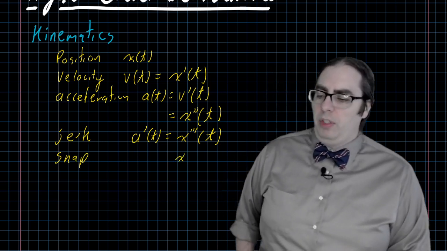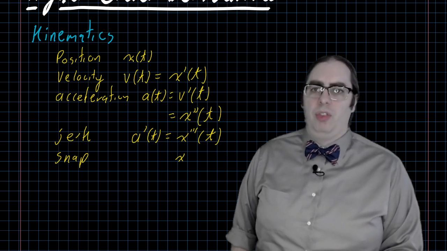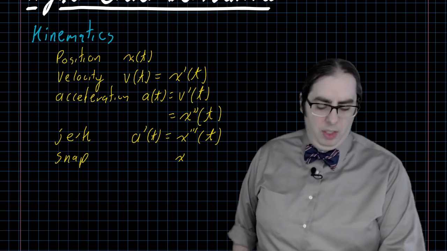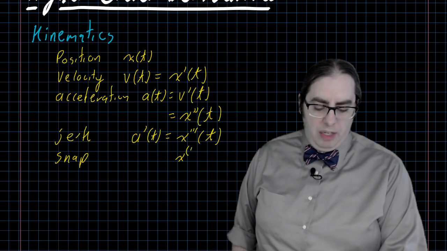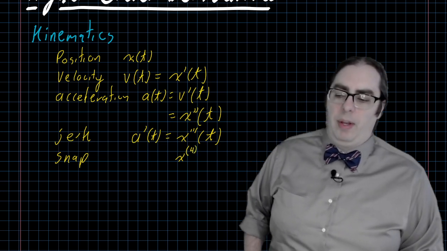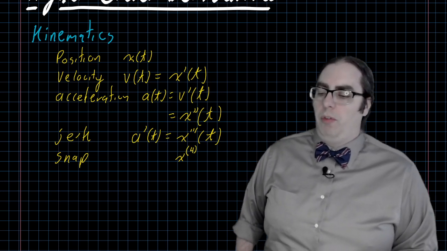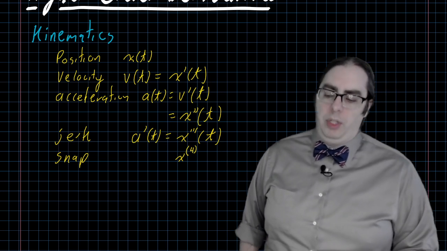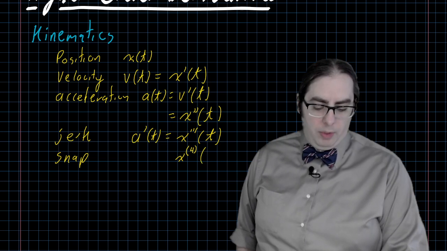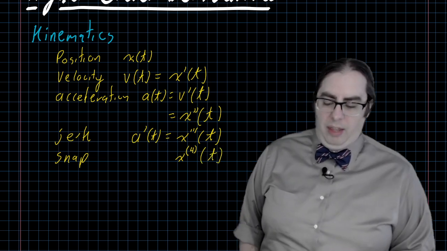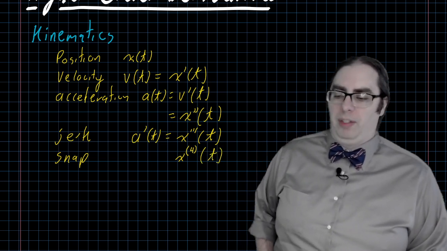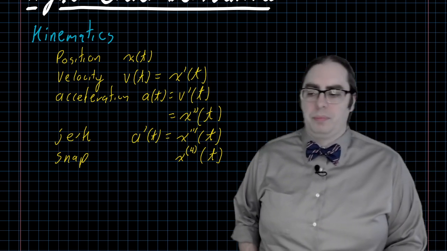And at this point, the apostrophes start getting a little bit messy. So instead of continuing the chain of apostrophes, we'll generally put the number of them in parentheses. So we want 4 primes, and we'll just put a superscript 4 in parentheses. The fourth derivative of x with respect to time is the snap.